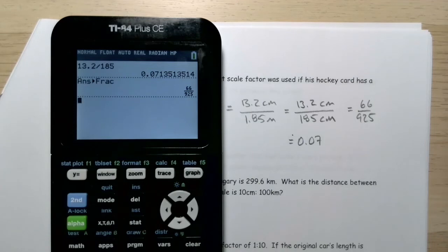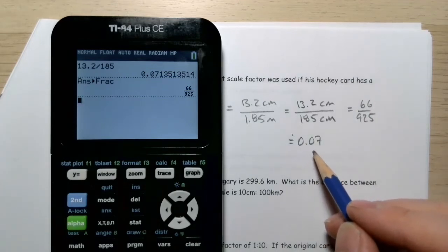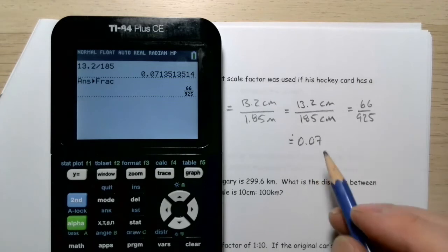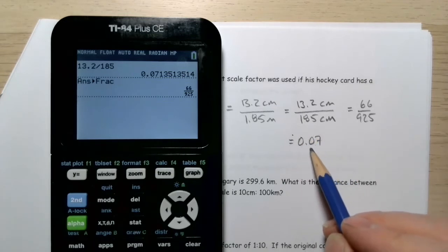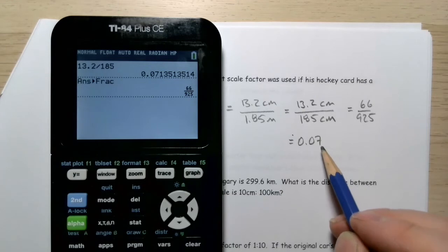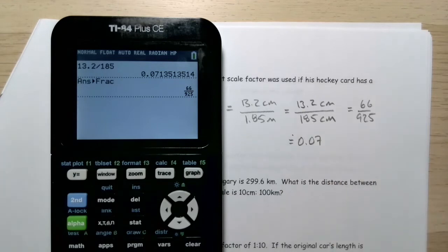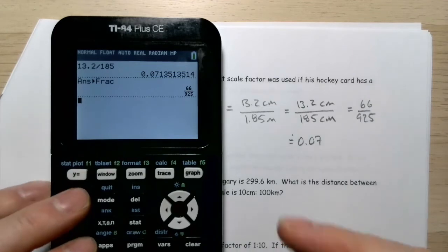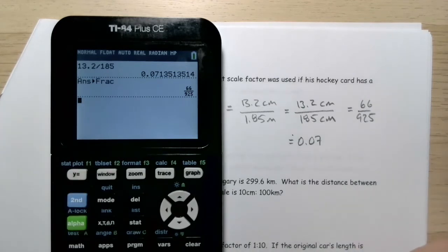Well, I'll be honest with you, that doesn't communicate a whole lot to me. In fact, in this particular case, the decimal communicates a lot more to me. Because when I look at this, I could even easily convert it into a percentage, and it becomes 7%. And I know that my image is therefore 7% the size of the original. It just offers me a couple of different ways of interpreting that.